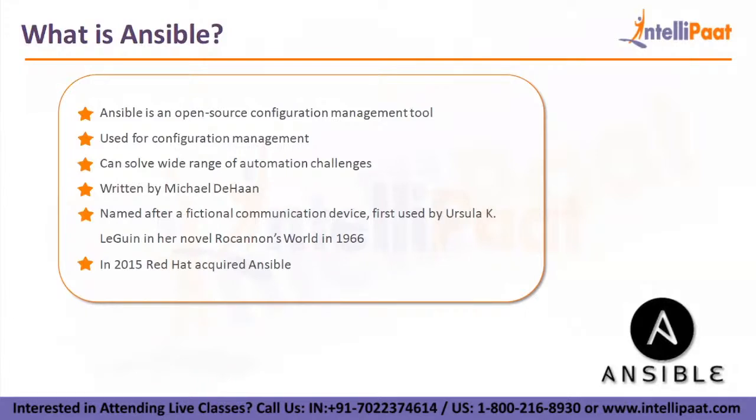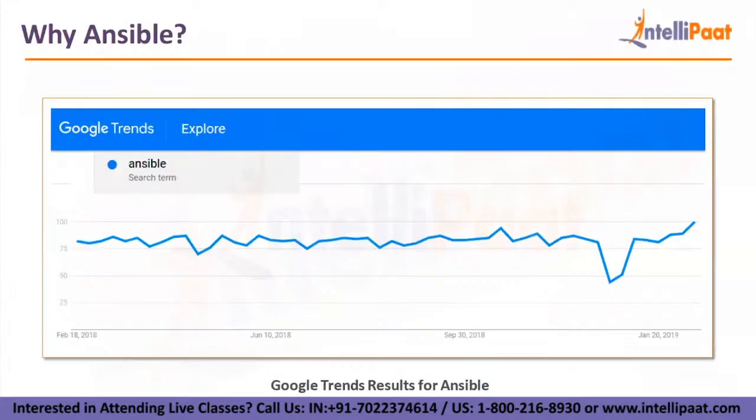CloudFormation and Terraform are used to create the infrastructure once. Okay, they can't maintain the integrity. Whereas if I go with Ansible, Puppet, and Chef, they will maintain the integrity of your infrastructure. How? We'll see. Why Ansible? Using this graph, you can easily understand.